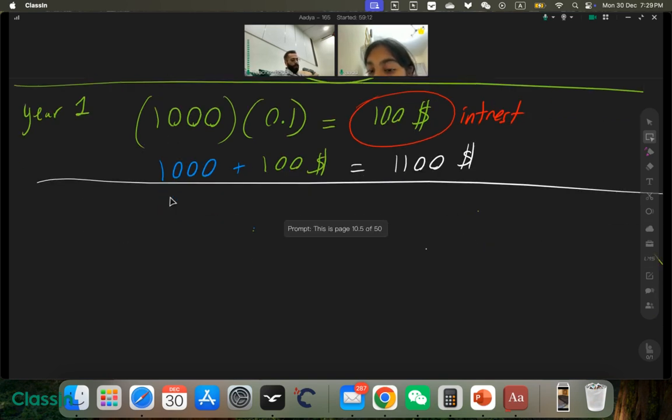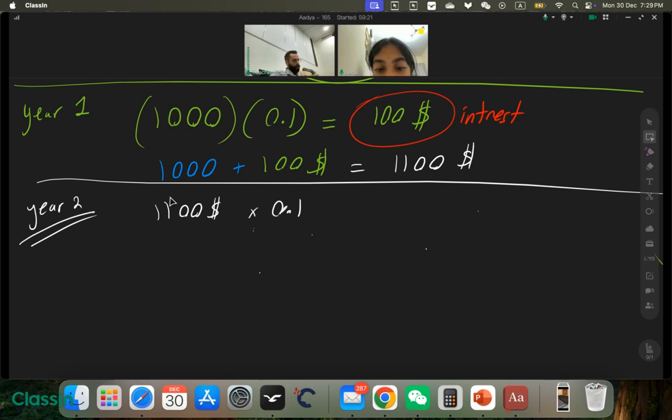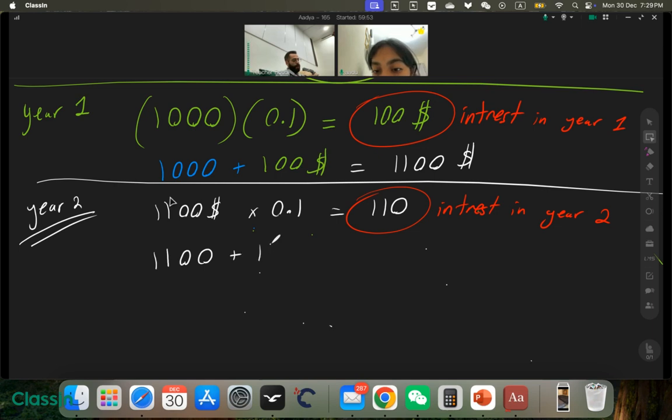Now I need to go for year two. Year two, I've got 1,100 times also 0.1, so 10%. So how much is this going to be? 110. This is the interest that I'm paying in year two. Interest in year one, interest in year two. Now, if this is the interest in year two, how much should I pay? I still need to pay the 1,100 plus the 110.